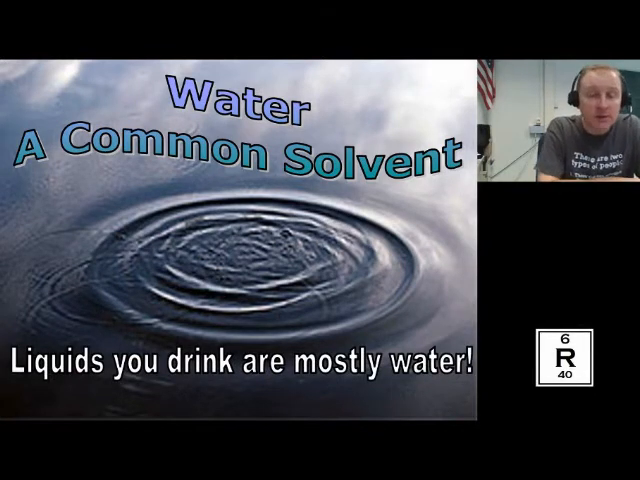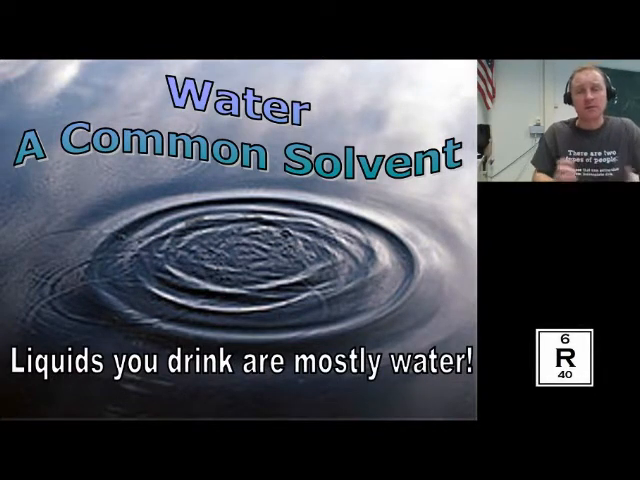The liquids we drink are mostly water, and a lot of times people think, well, apple juice is some sort of a compound or molecule or something like that. It's just apple juice, right? It's actually mostly water with sugars and vitamins and minerals and things that are dissolved in that solvent of water. And regardless of what it is you're drinking, it's mostly water.